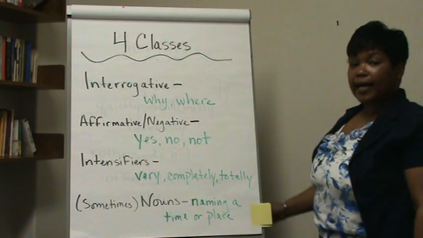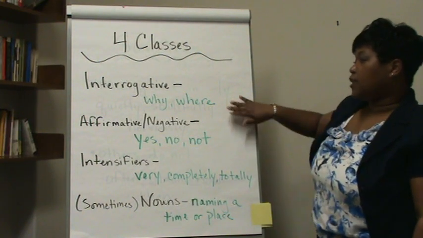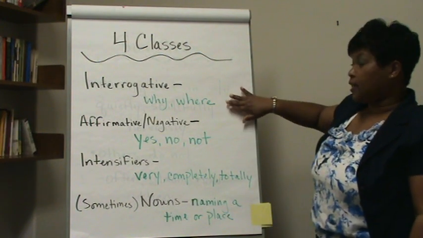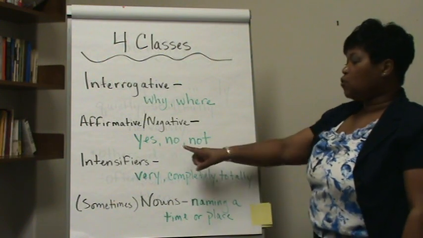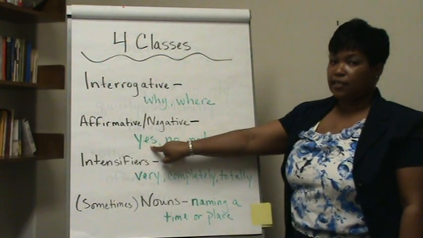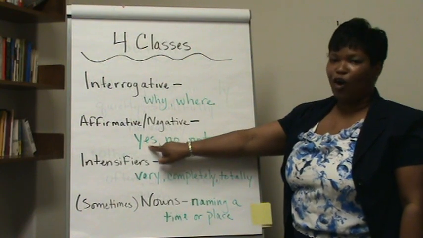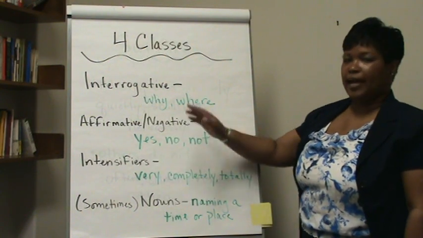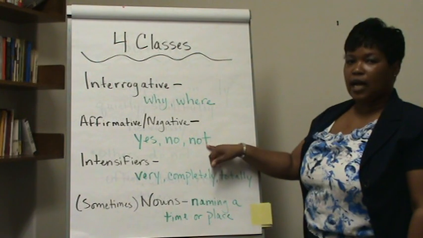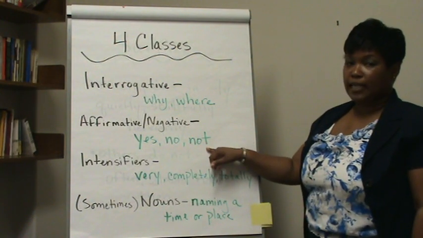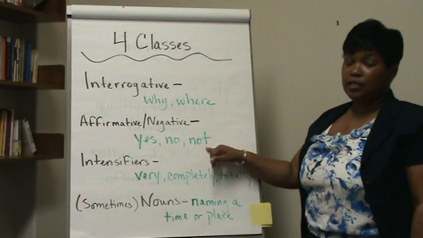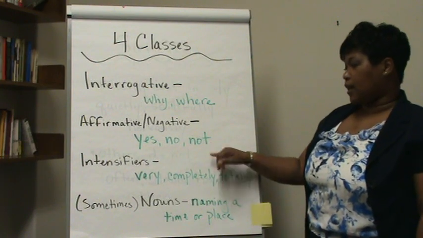There are 4 classes of adverbs. They include the interrogative, which again asks a question, the affirmative or the negative, and you will most often see yes as the affirmative, and that is actually the only affirmative adverb. No, not, and you'll oftentimes see the negative forms of these adverbs in contractions: could not, have not, was not.